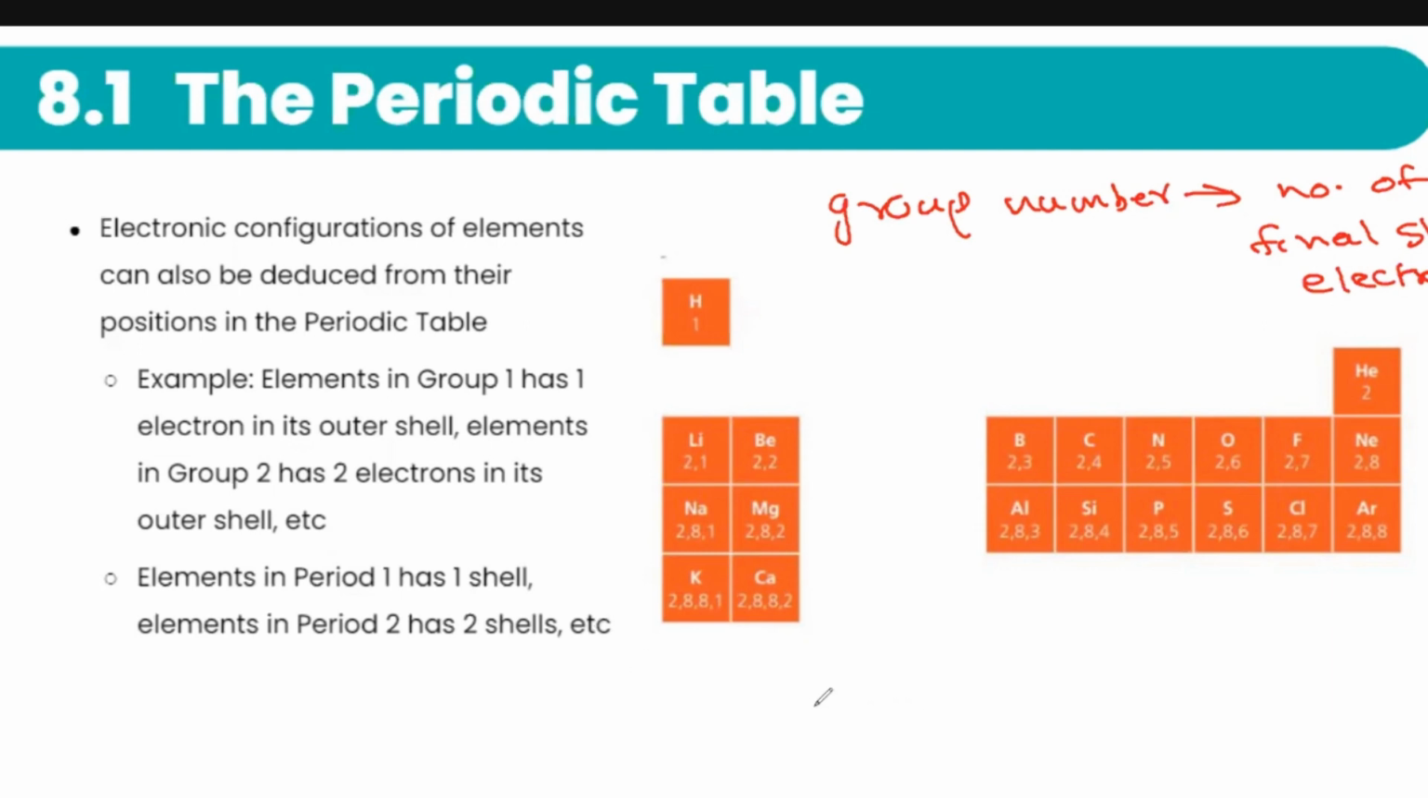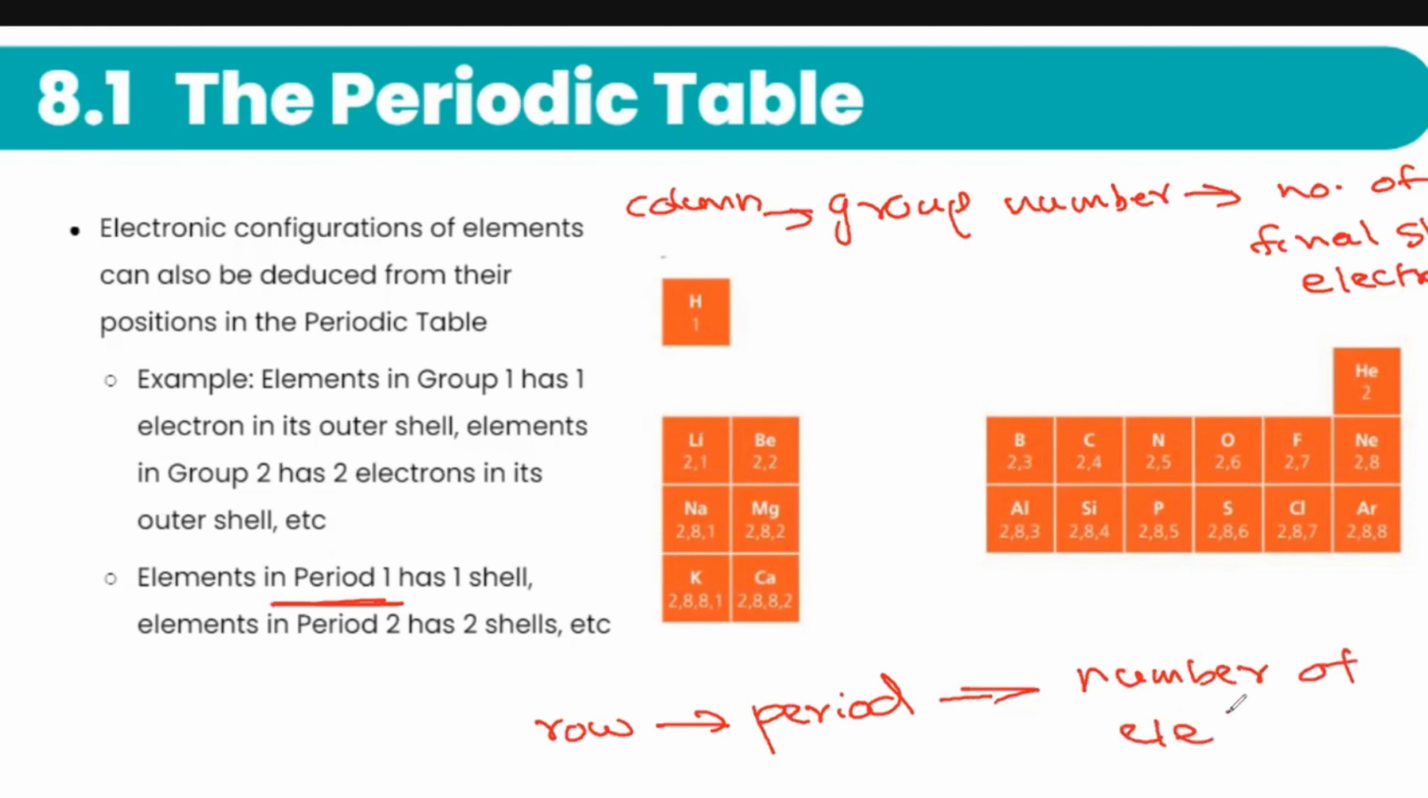Even the row number, and a row is called a period. Just like how a column is called a group, a row is called a period. This period number also gives us a very important piece of information. It gives us the number of electron shells of that particular atom. For example, let's look at the first group again.